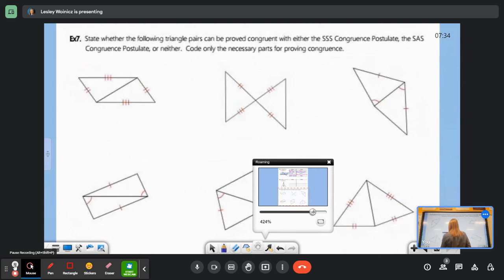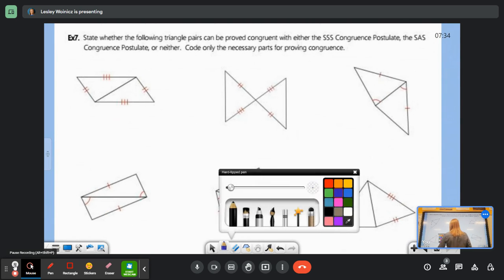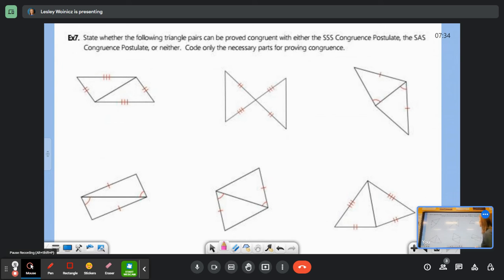So for example 7, we have to state whether the triangle pairs can be proved congruent with either side angle side congruence postulate or side side side congruence postulate, SSS or SAS, or neither. We have to code the necessary parts, only the necessary parts for proving congruence.